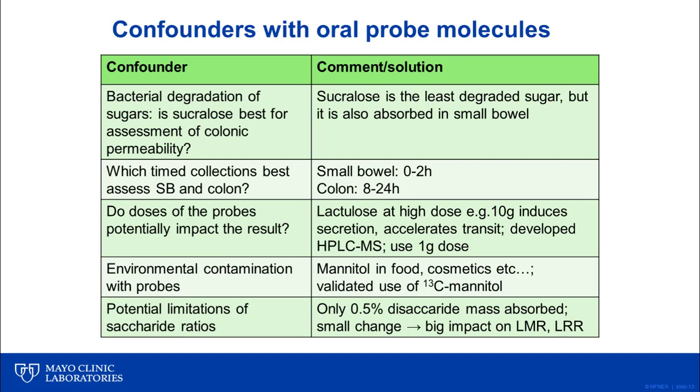Is there environmental contamination? I'm going to show you data that shows that this is a very, very significant confounder, particularly for mannitol, but also for some of the other sugars. And then keep in mind the potential limitations of saccharide ratios. Most of the literature, you're going to find lactulose to mannitol ratio, lactulose to rhamnose, sucralose to lactulose. And I want to keep your attention to the fact that if you don't have a grossly inflamed or ulcerated intestinal mucosa, you can end up with only about 0.5% of the mass of the disaccharide actually absorbed. And I'll show you those data in the next few minutes.